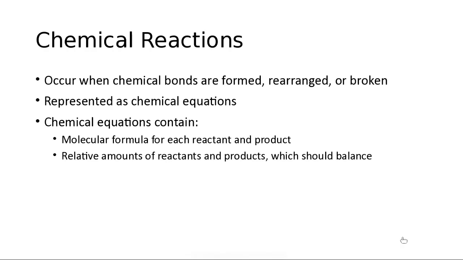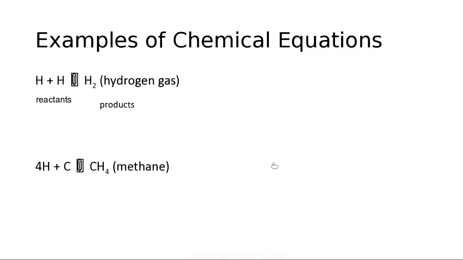Okay, chemical reactions occur when chemical bonds are formed, rearranged, or broken. And we represent them as a chemical equation, which has a molecular formula for the reactant and the product. So here we have the reactants, and this should be an arrow, but it didn't translate very well. Two hydrogens become hydrogen gas, which are the products. Or 4 hydrogens and a carbon become methane.